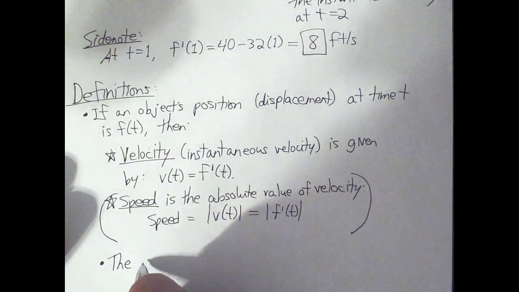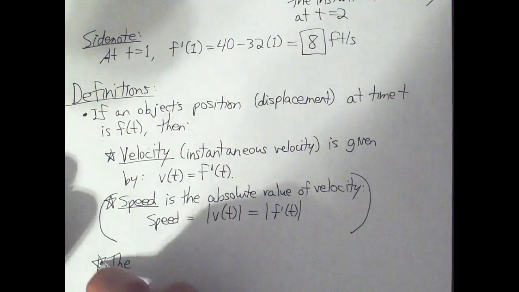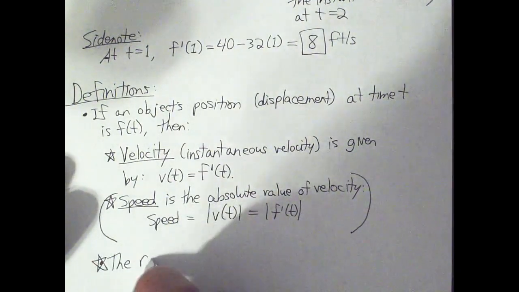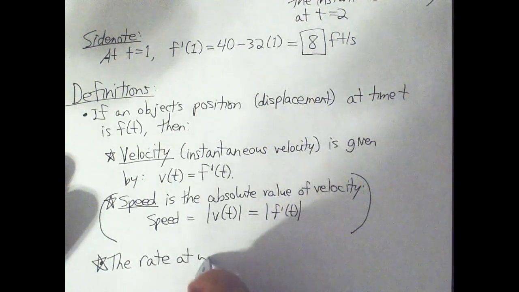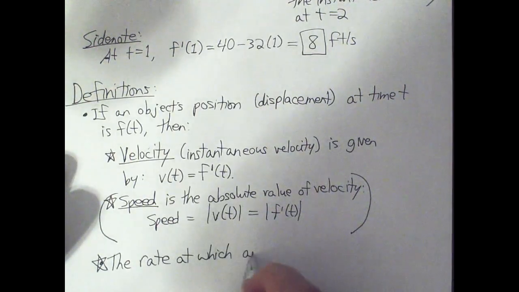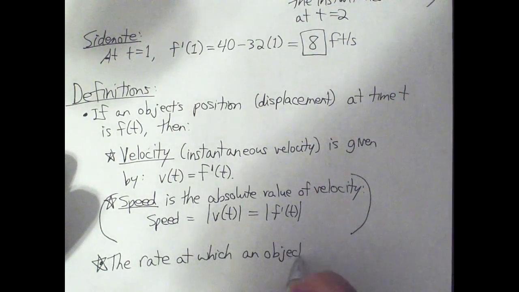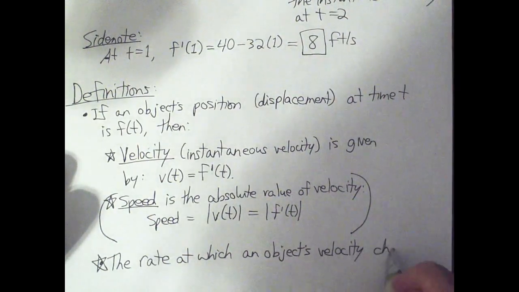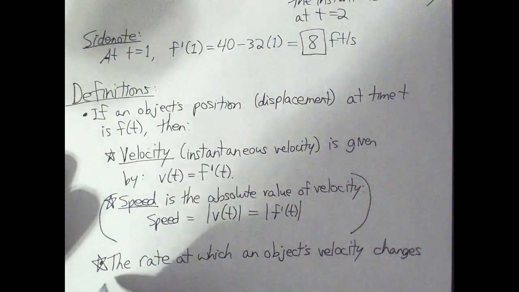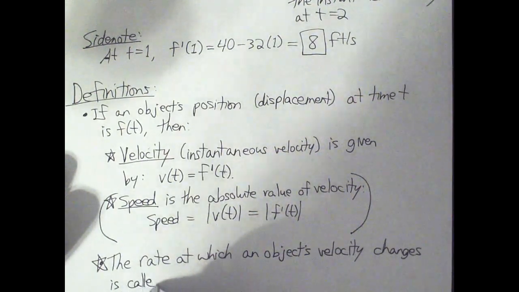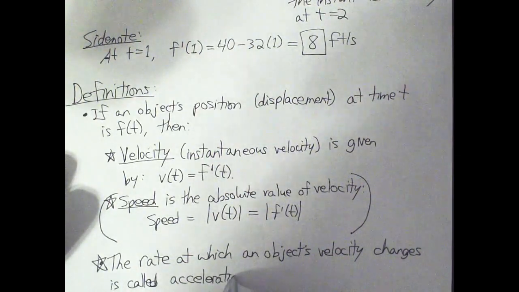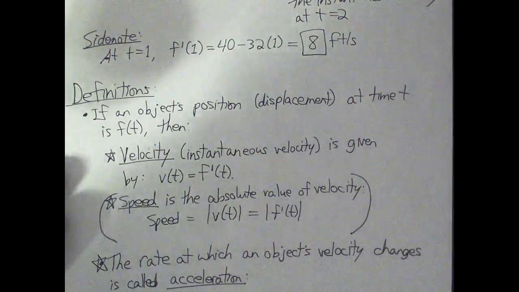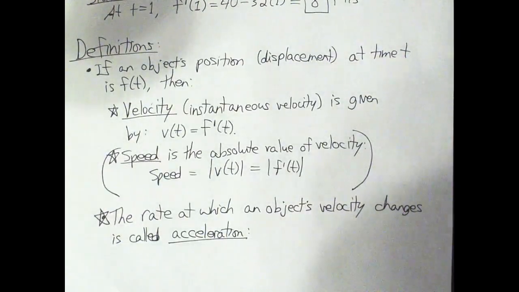The next definition, put a star here. The rate at which an object's velocity changes is called acceleration. Let's underline that.